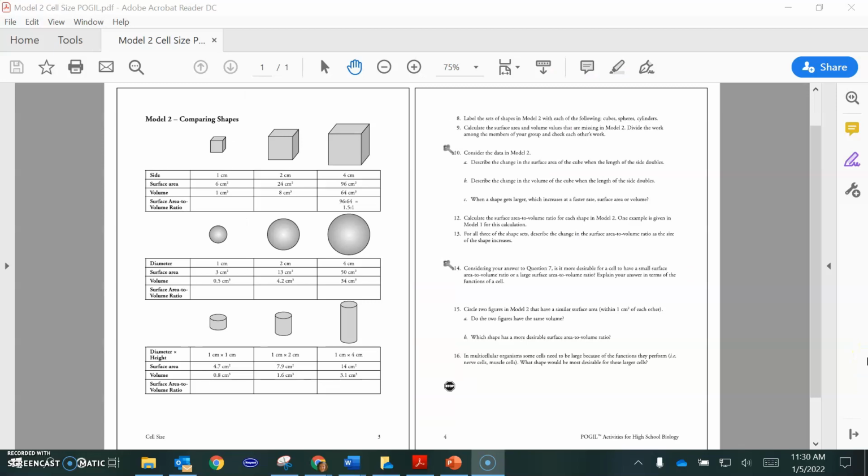So that's the basic information about the cell cycle and how it relates to cell size. You also have on the back of your note sheet a copy of a POGIL, and it's just Model 2 of this POGIL, where you're going to have an opportunity to compare different sizes and shapes of cells and answer some questions here to practice with that information. So go ahead and take some time to work on that.